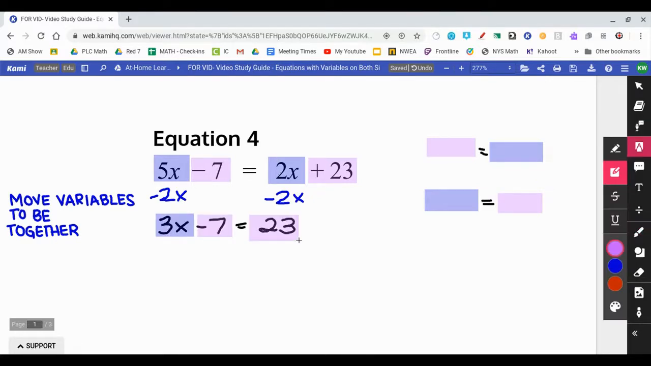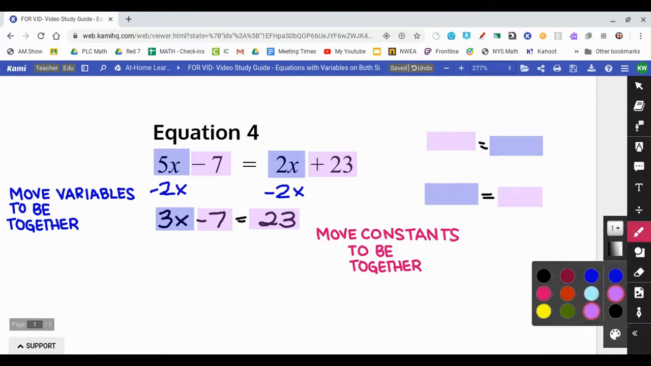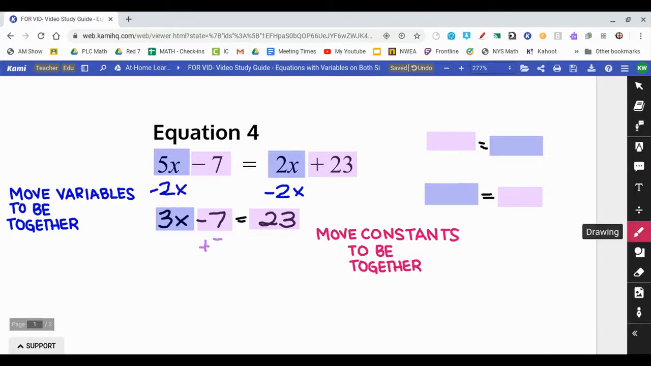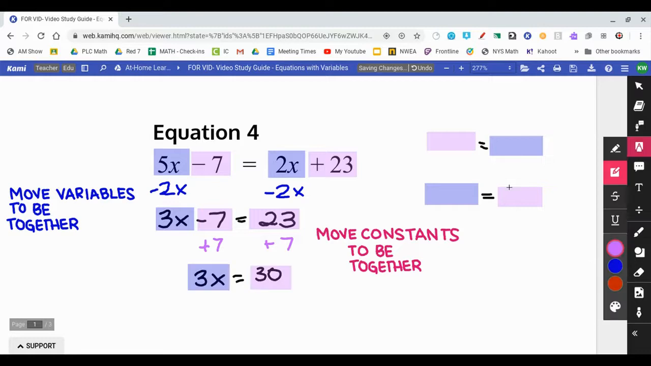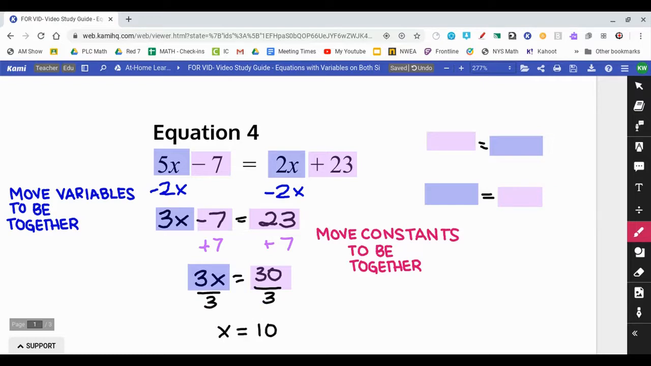After I move the variables to be together, I still need to work on the constants. My next step is going to be to move the constants so they're together. So to move -7, I'm going to add 7 to both sides of the equation. After this step, I have successfully separated the terms with variables from the constant terms. All I need to do is divide by 3, and I find out that x equals 10.